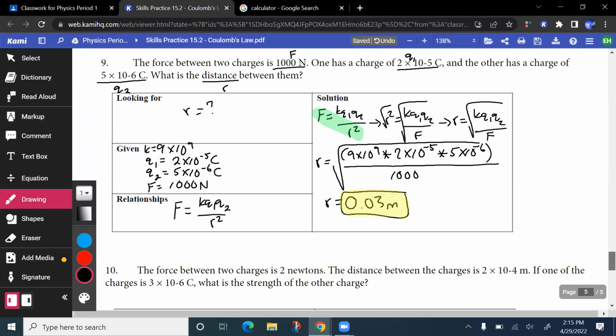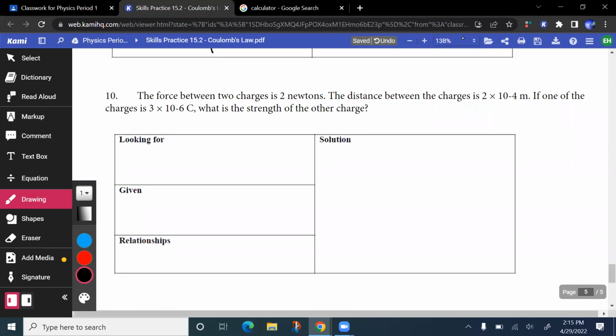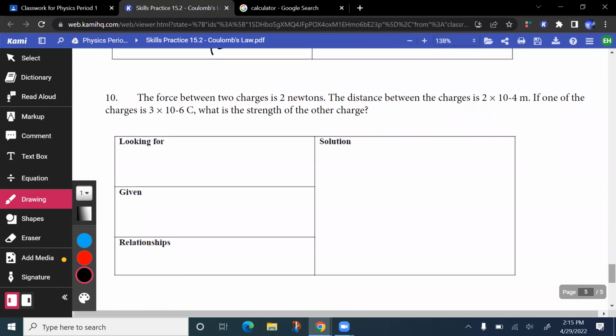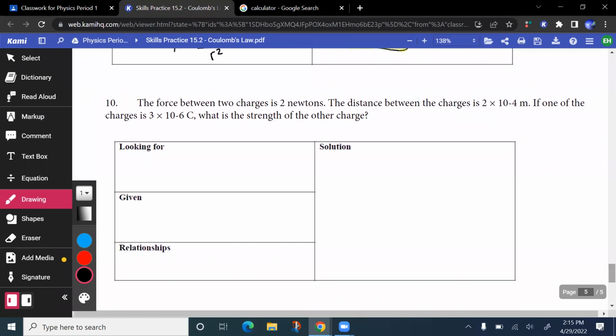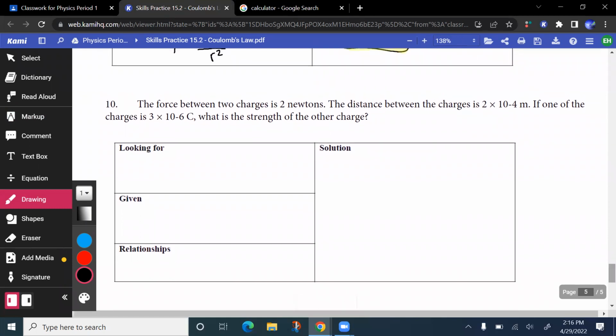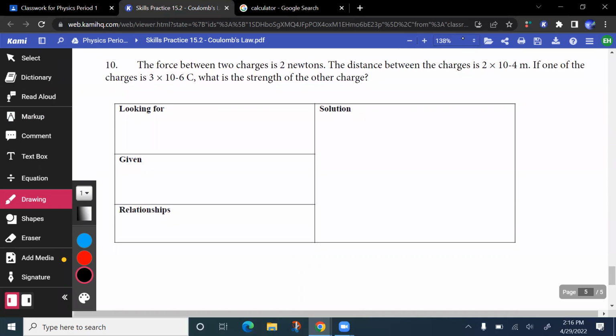And finally, question number 10. The force between two charges is 2 newtons. The distance between two charges is 2 times 10 to the negative 4th power meters. If one charge is 3 times 10 to the negative 6 coulombs, what is the strength of the other charge? So we're looking for Q2.